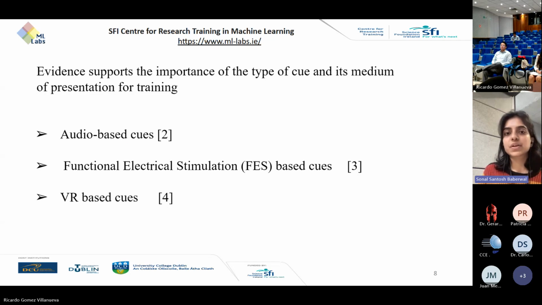So the evidence in the literature supports that the medium and the cue of presentation for training are equally important. Initially we have seen training happening on a screen, and then there is literature that also supports audio-based cues where you hear instructions in audio, or functional electrical stimulation where you get stimulation as cues when you attach sensors to your body, or there are cues based on virtual reality when you wear VR headsets.